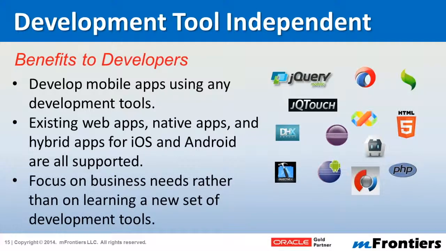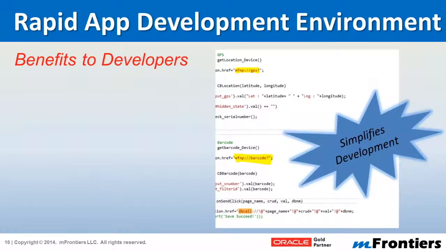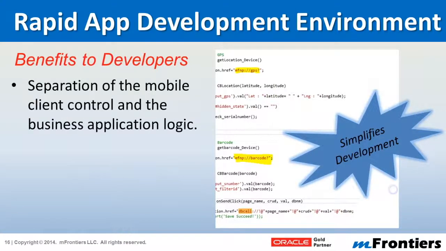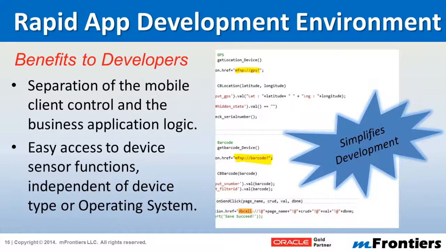So with mFinity, developers can focus on business requirements rather than reacting to changes in mobile device and operating system technology. The result for developers is that mFinity provides a rapid application development environment with complete separation of the mobile client control and the business application logic. mFinity provides easy access to device sensor functions independent of the device type or operating system. This greatly simplifies app development and maintenance and increases developer productivity.